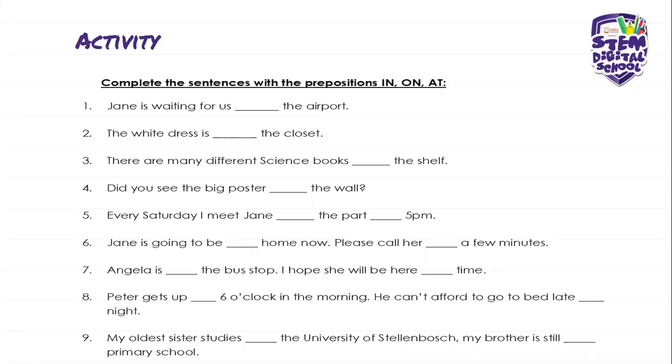Let's see who's next. The Kaba twins. I don't know who's that one. Can you unmute your mic and give us the answer for number 3? Hello, ma'am. How are you? I'm fine, thanks. Number 3 is there are many different science books on the shelf. Wonderful. You can mute your mic.